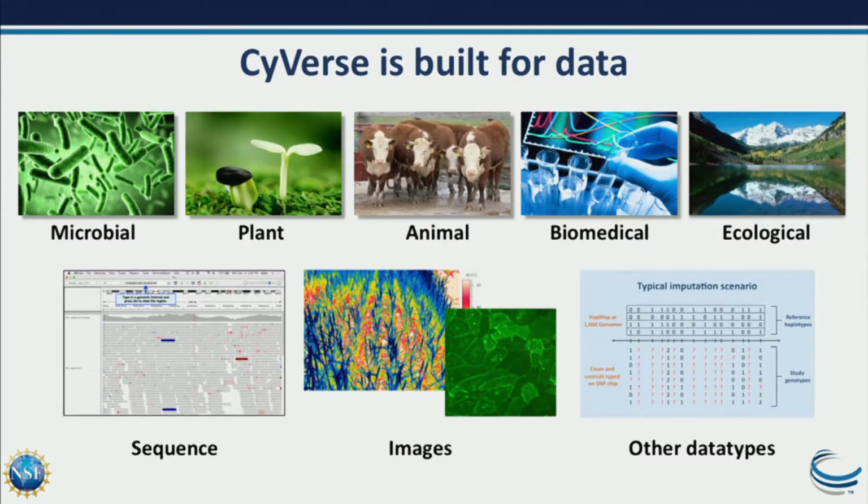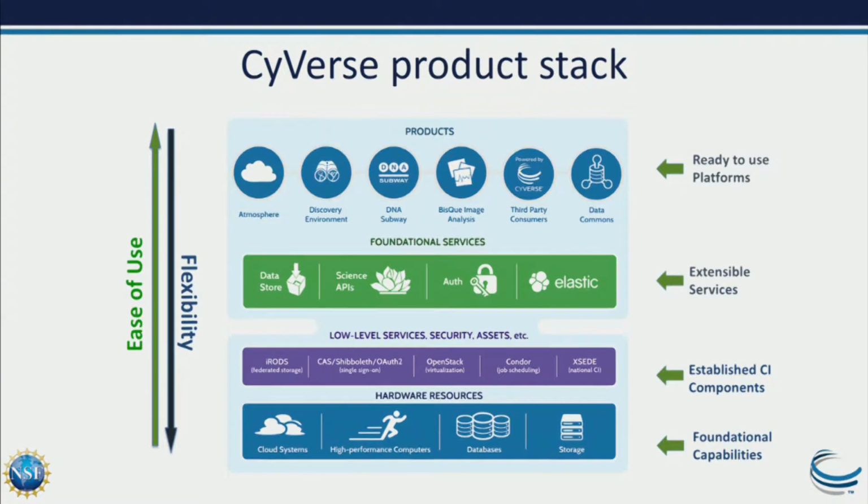Another take-home message is that CyVerse is built for data. Whether you're working with microbes, plants, animals, biomedical, ecological data, or different data types in terms of sequence or images, or whatever the case is, CyVerse is really built for data. And so, in the main, you'll find that we have really the tools and services that you need to accomplish your science. This is a little bit of a diagram that gives you an idea of our products and services. So at the top layer, what we call our products, and these are the things that you as a biologist are more likely to interface with.